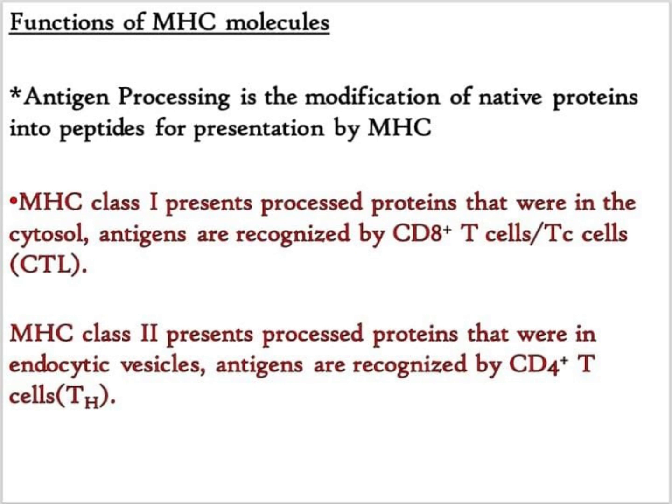Functions of MHC molecules. Antigen processing is the modification of native proteins into peptides for presentation by MHC. MHC class I presents processed proteins that were in the cytosol. Antigens are recognized by CD8 T cells, TC cells, CTL. MHC class II presents processed proteins that were in endocytic vesicles. Antigens are recognized by CD4 T cells, TH.